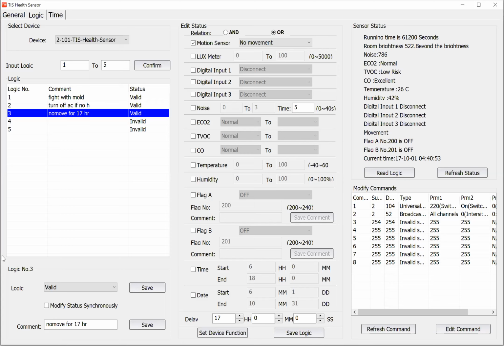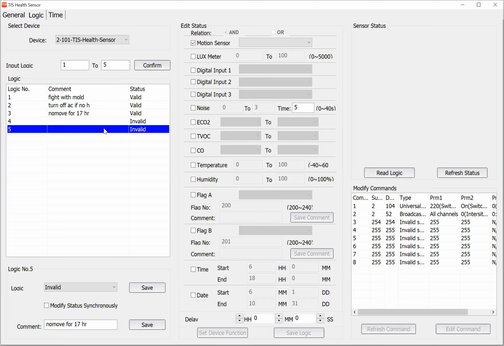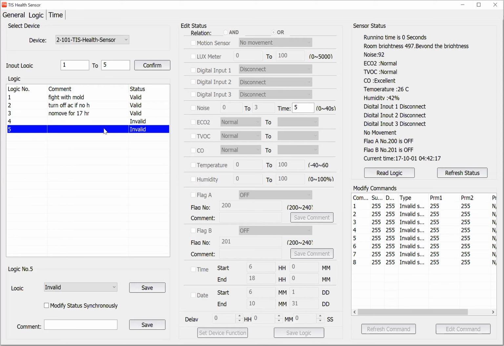Any question? No? Okay. Now I want to program the air quality. Next logic, air quality.